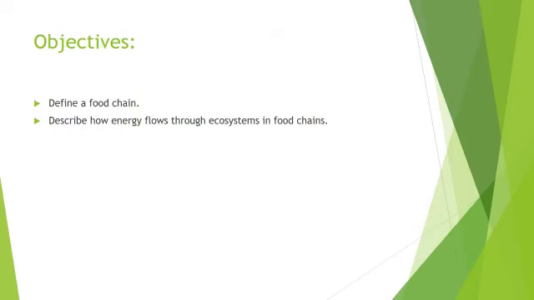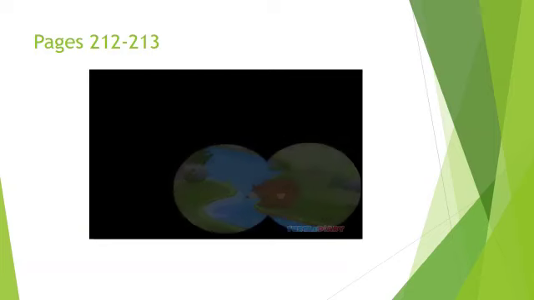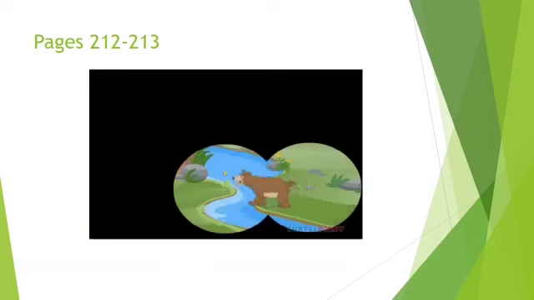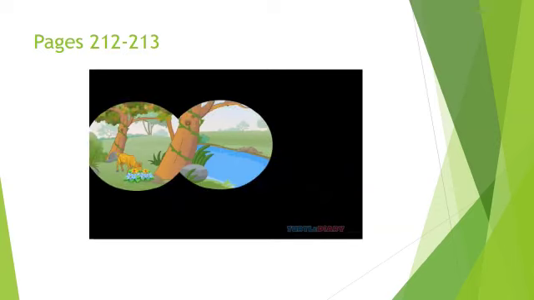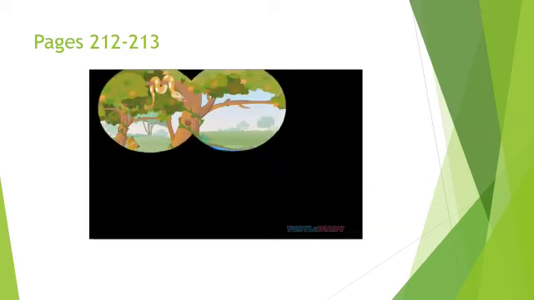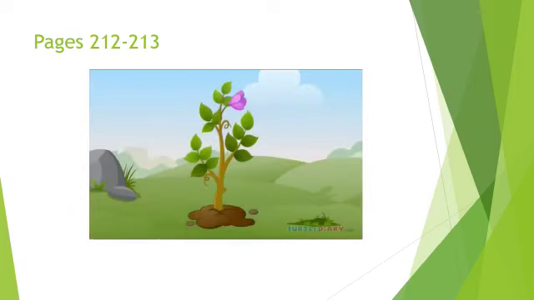Objectives for today. Define a food chain. Describe how energy flows through ecosystems in food chains. Food chain. All living things need energy in order to live, and they get this energy from the food they eat. All food chains start with plants and end with animals.